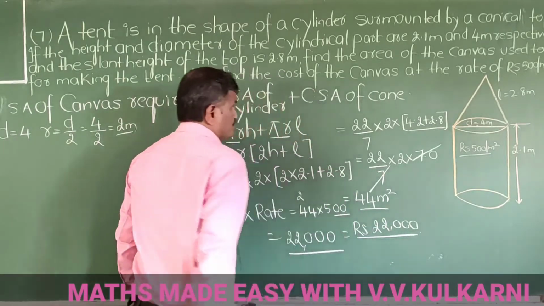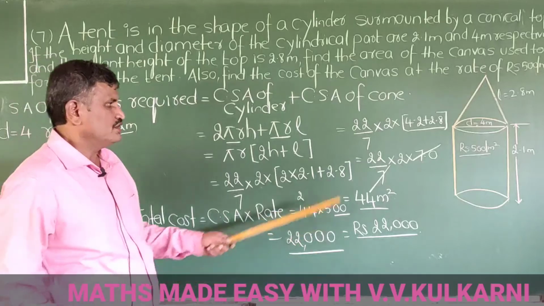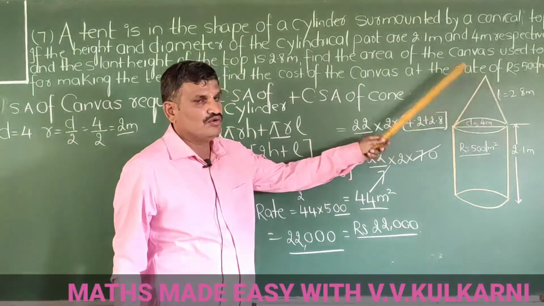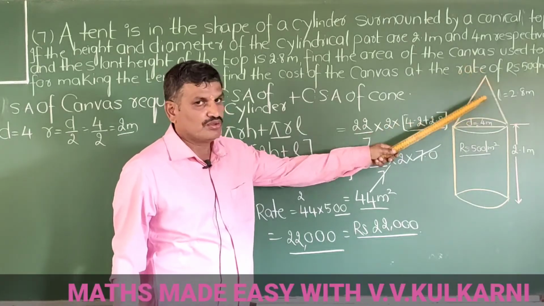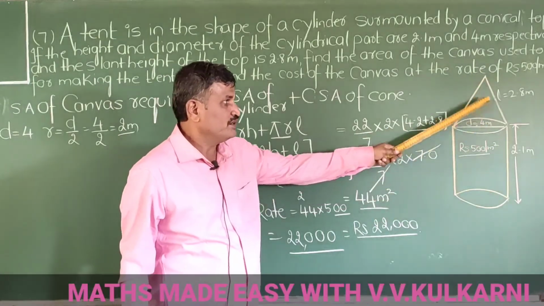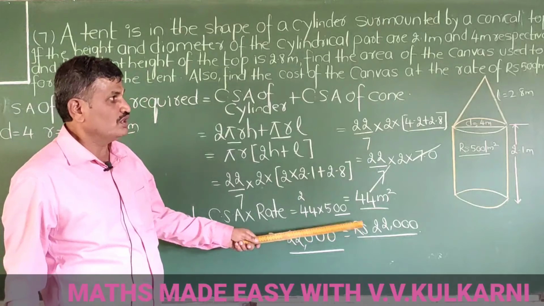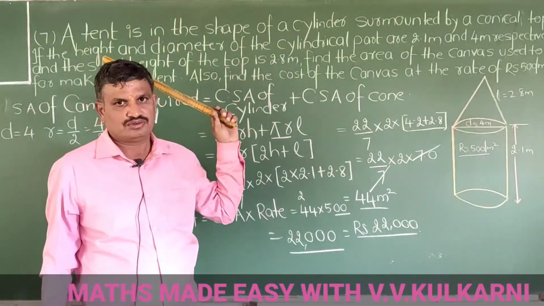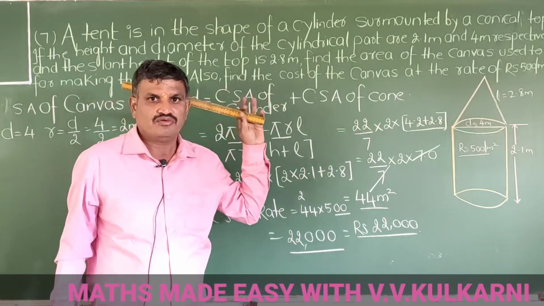So what I did here is curved surface area of the cylindrical part plus curved surface area of the conical part will be equal to the total curved surface area, and that multiplied by 500 will be equal to what? The total cost. So that amounts to 22,000. So this is how we have to calculate.